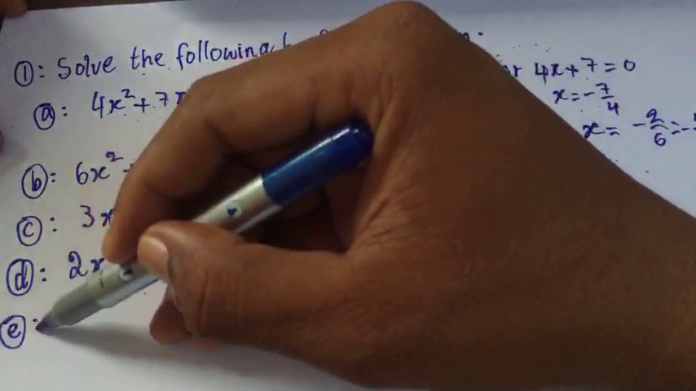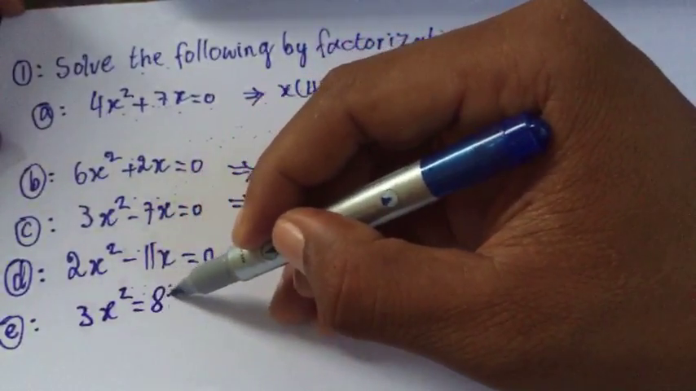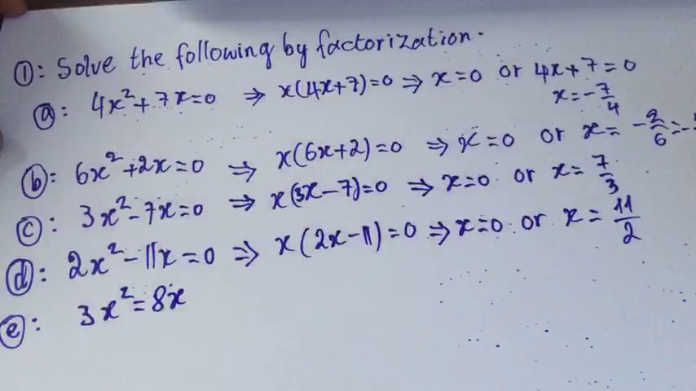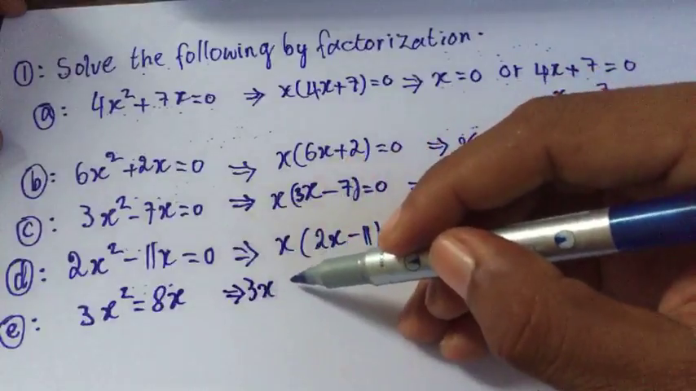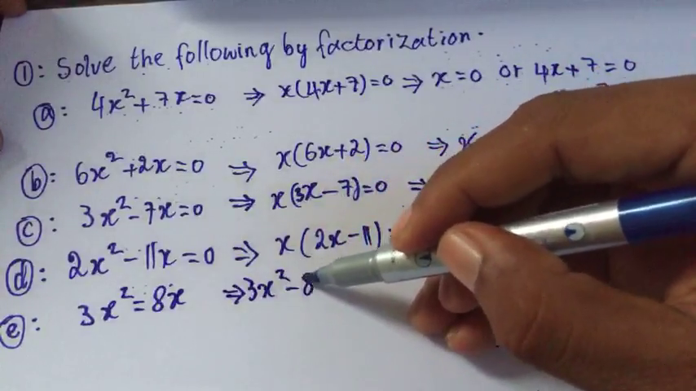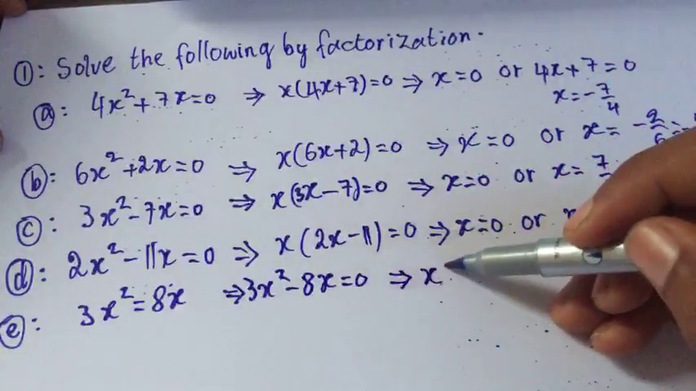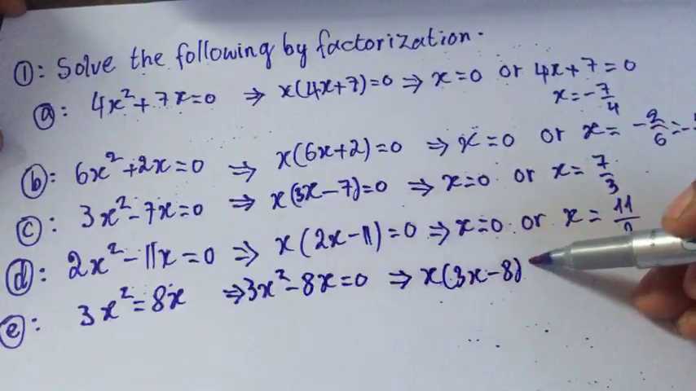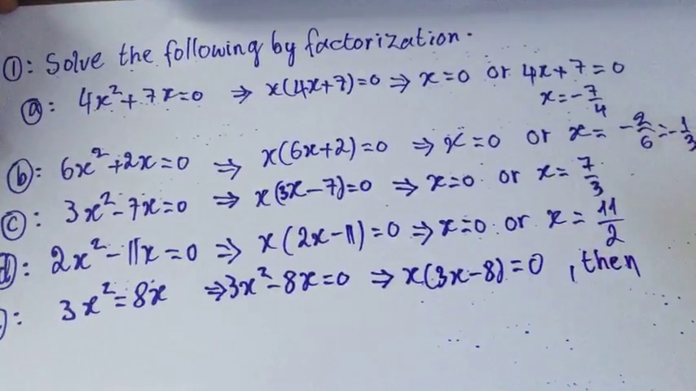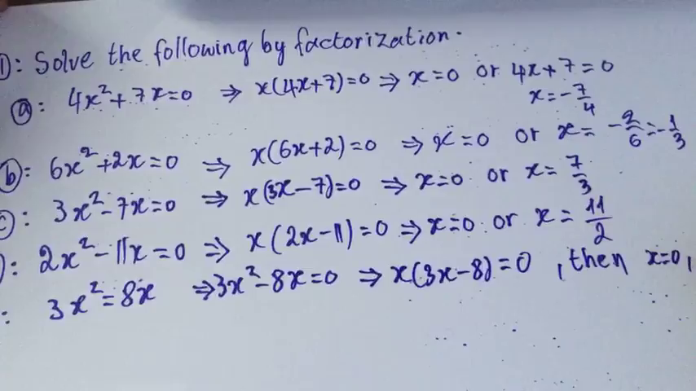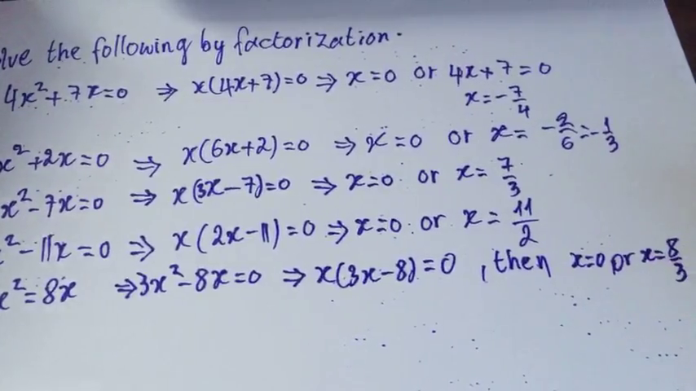E: there are many exercises. 3x squared equals 8x. The answer is: 3x squared minus 8x equals 0, you can find x(3x minus 8) equals 0. Done. The answer is x equals 0 or x equals 8 divided by 3.